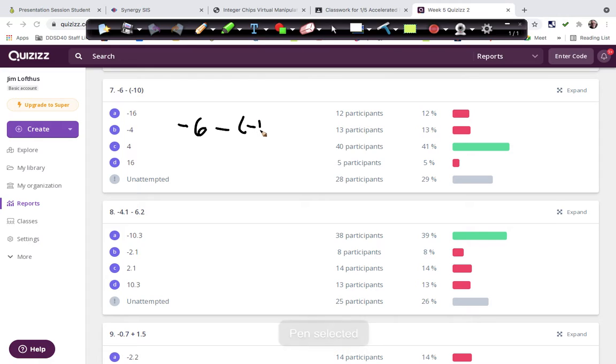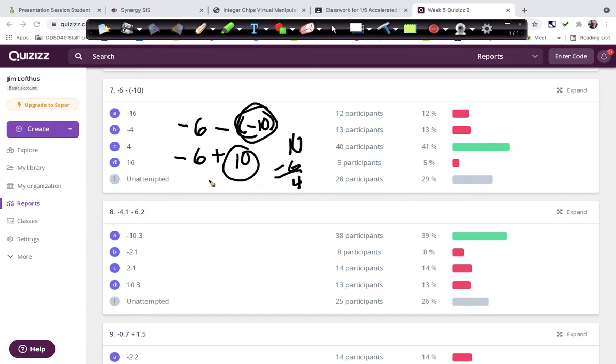Minus a negative 10, that is the same as negative 6 plus the opposite of this. The opposite of that is 10. These have different signs, so I find the difference. 10 minus 6 is 4. I have more positive than negative, so it's positive, so that's how we got an answer of C, positive 4.